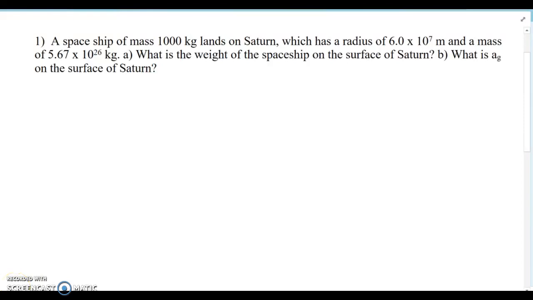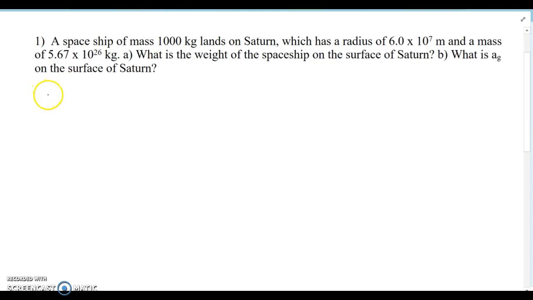In this example, we're asked to find the weight of a spaceship on the surface of Saturn, also known as the force of gravity. They also ask in part B for the acceleration due to gravity on the surface of Saturn, which we would consider as the field strength of gravity. So let's start by writing out what they give you.